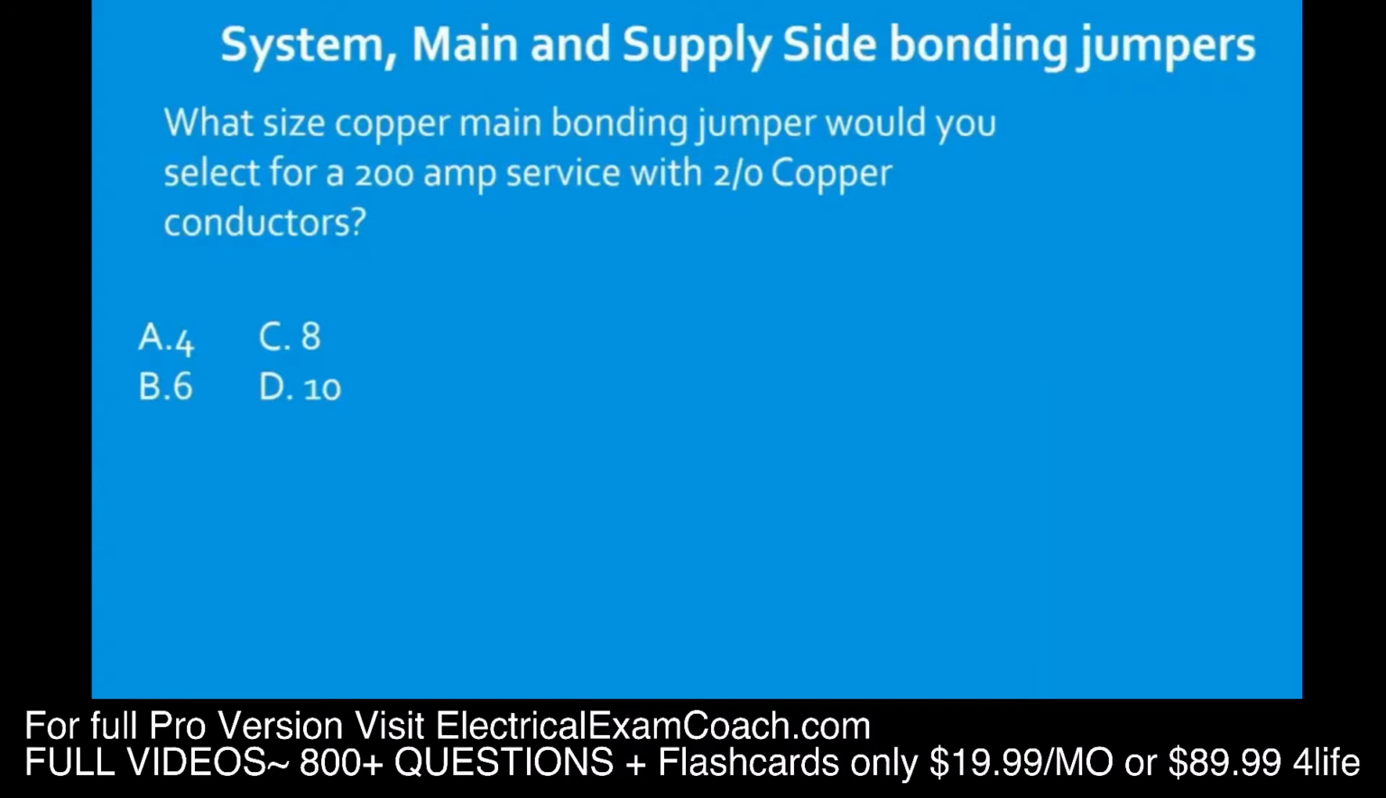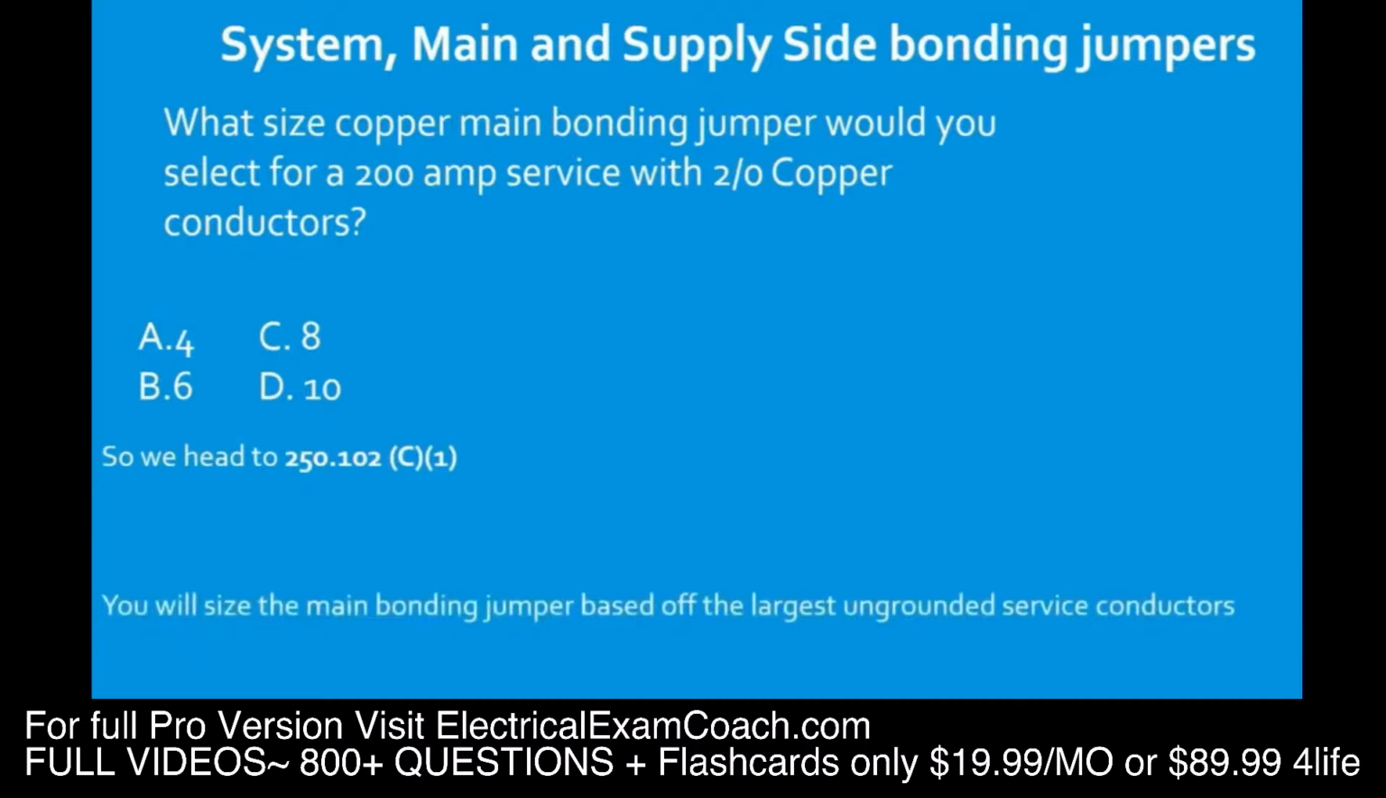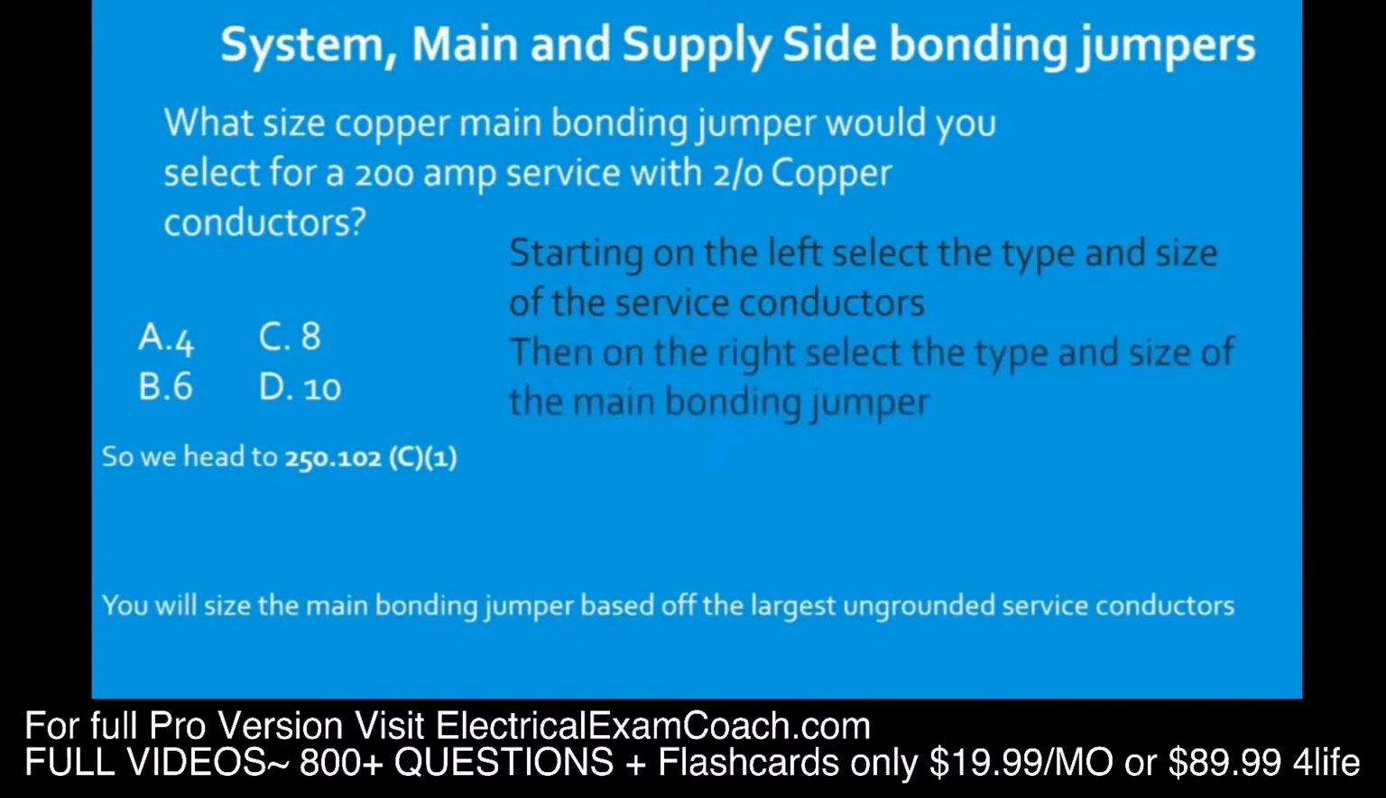What size copper main bonding jumper would you select for a 200 amp service with 2-aught copper conductors? So we're going to head to table 250.102(C)(1). You're going to size the main bonding jumper based off the largest ungrounded service conductor. Starting on the left-hand side, we select our type and size of the service conductors. In this case, it's copper. Then on the right side, we're going to go over and we're going to select a copper main bonding jumper. And we're going to select A.